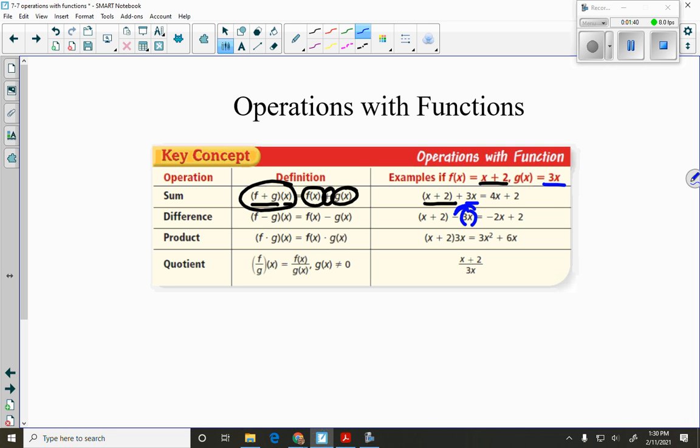Multiplying, so they're going to use the dot symbol. F dot g of x means multiply, so f of x times g of x. Remember, we're going to be doing some multiplying. Now, that might mean either distributing, or it might mean foiling, or double distribute, however you want to think of it. And quotient is really just f over g of x.